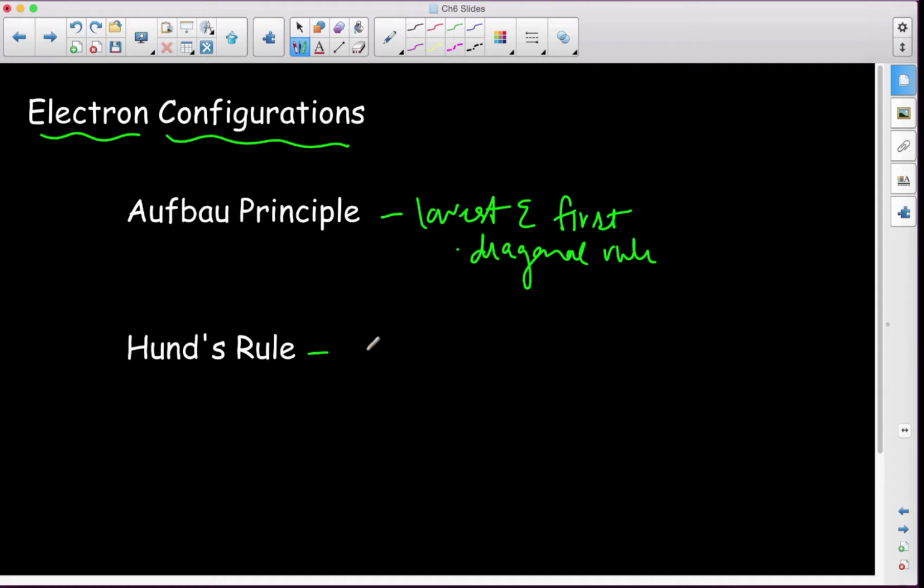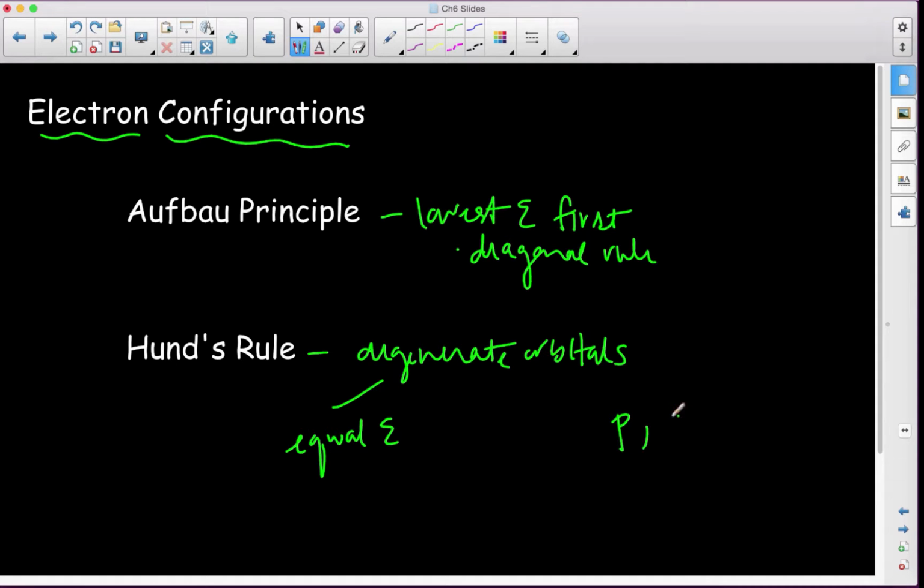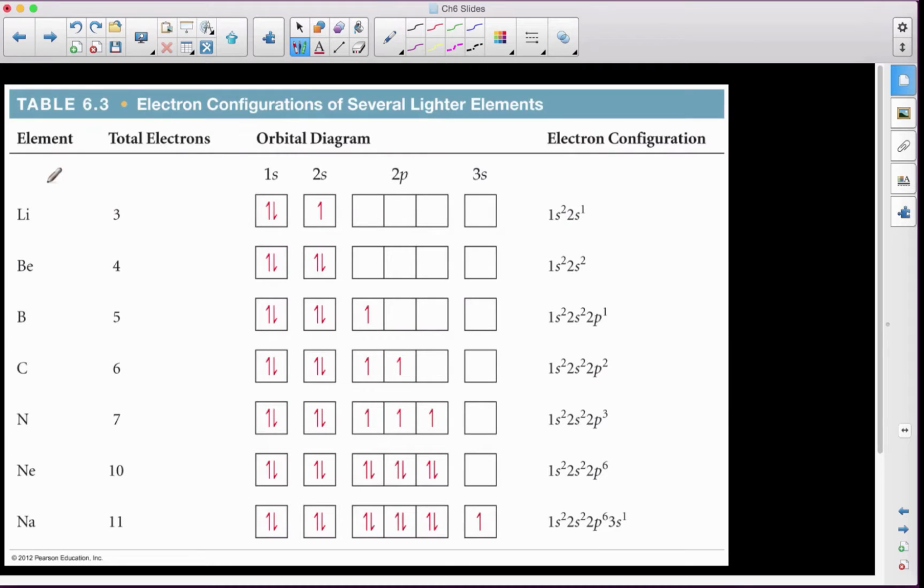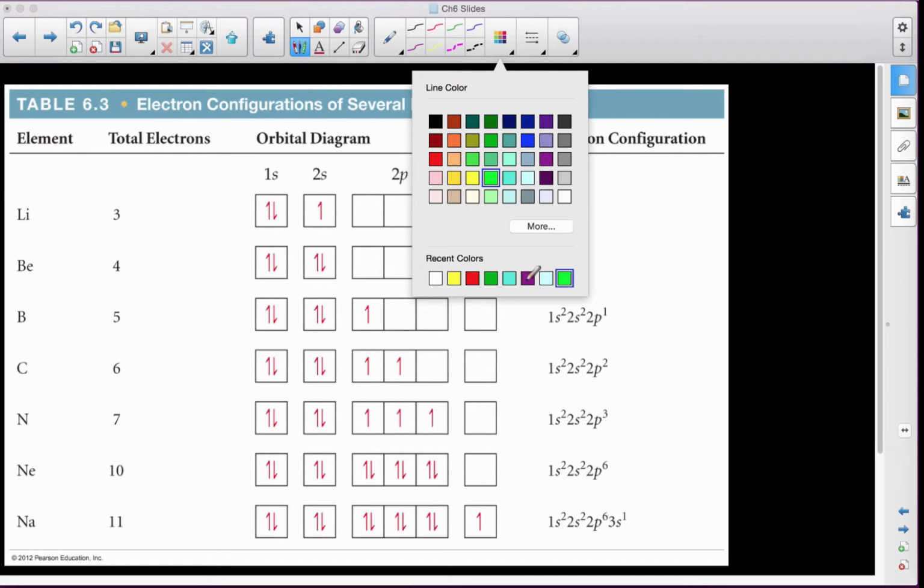Hund's rule, right, applies to degenerate orbitals, where what does degenerate mean again? Right, equal energy. So when we have orbitals of equal energy, for example, a set of p or a set of d or a set of f orbitals, we will divvy the electrons one into each first and then we pair them after, okay? So applying these things, here are some electron configurations already written out for you, right?